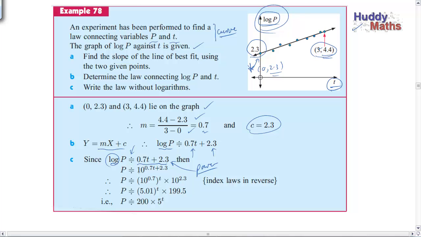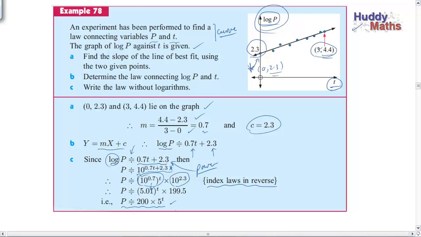So therefore p is approximately 10 to this, so it's 10 to the 0.7 to the t times 10 to the 2.3, because we're adding two powers there. So it's a product rule, or power rules in reverse if you like. It's a product of the two expressions. And so we can work out what 10 to the 0.7 is on the calculator, 5.01 to the t. So we have found, using basic straight line algebra, the formula connecting p and t. P is approximately 200 by 5 to the t. Right, not a bad trick, is it?